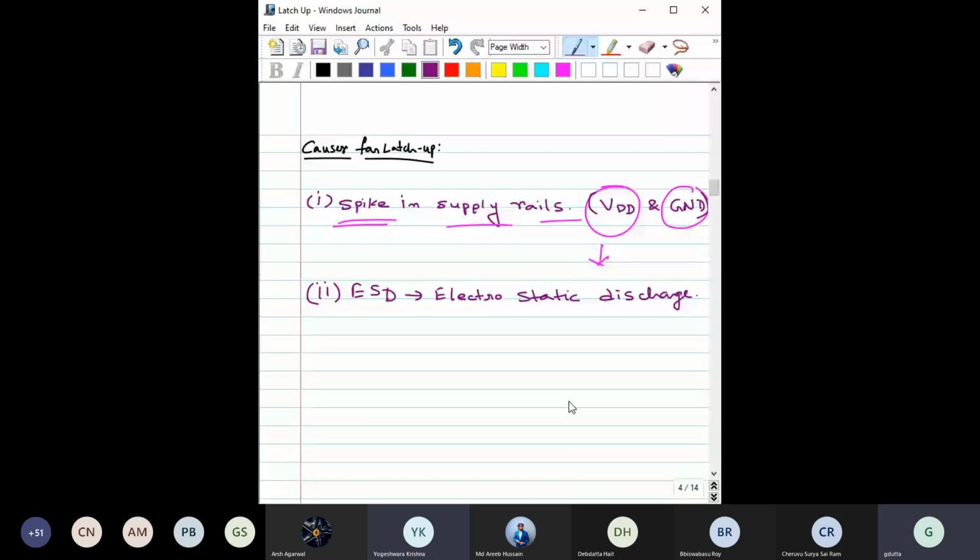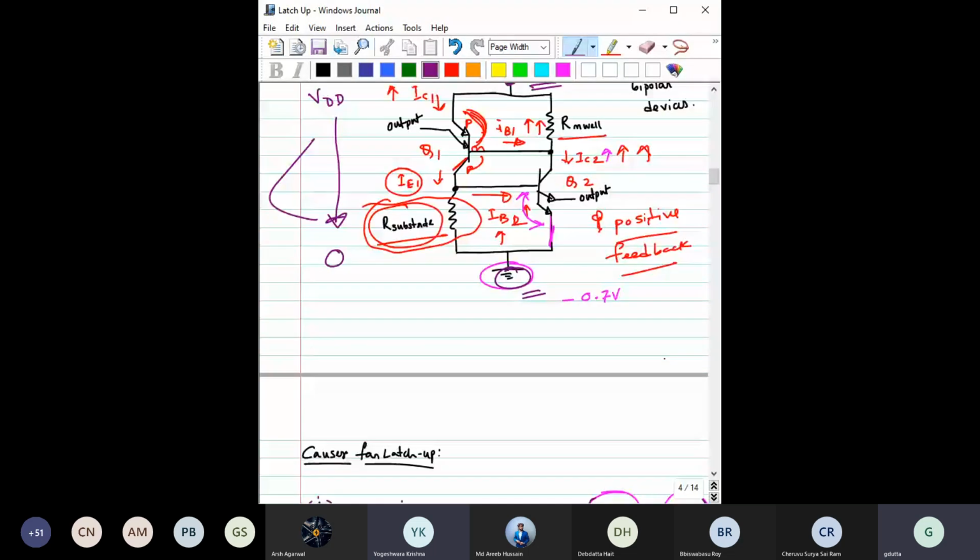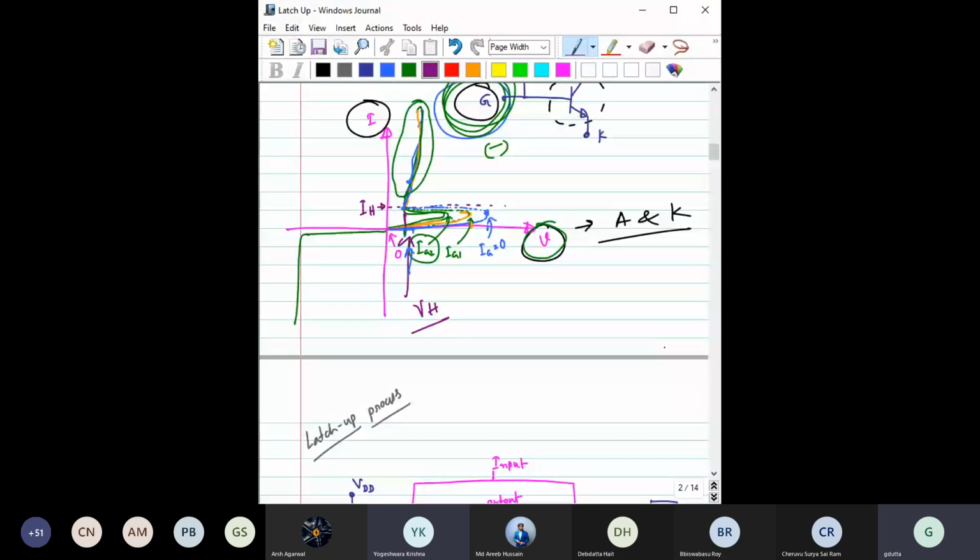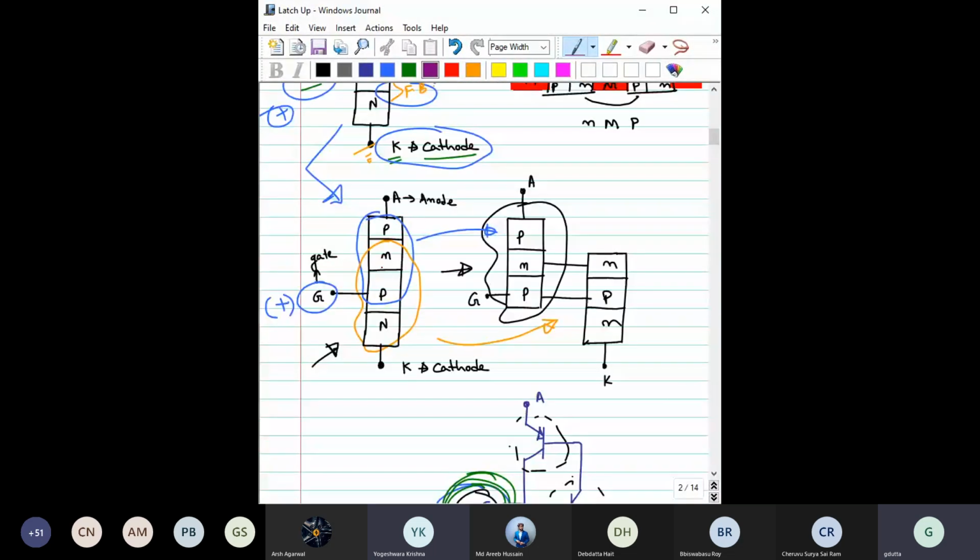Other than that, X-ray, gamma radiation, this can also play a major role. For example, if you try to understand it from here, it would be better. This junction is always reverse bias. If you apply positive here and negative here, this is reverse bias. But if you radiate here with X-ray or gamma ray, then what will happen?